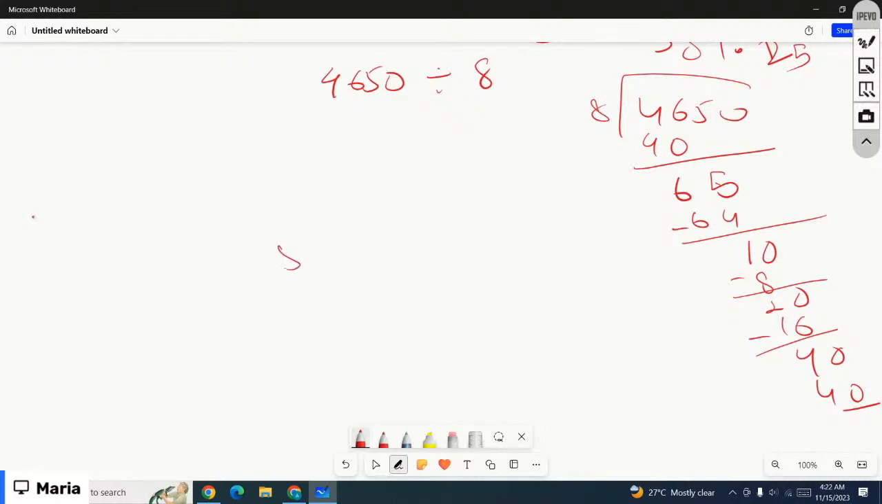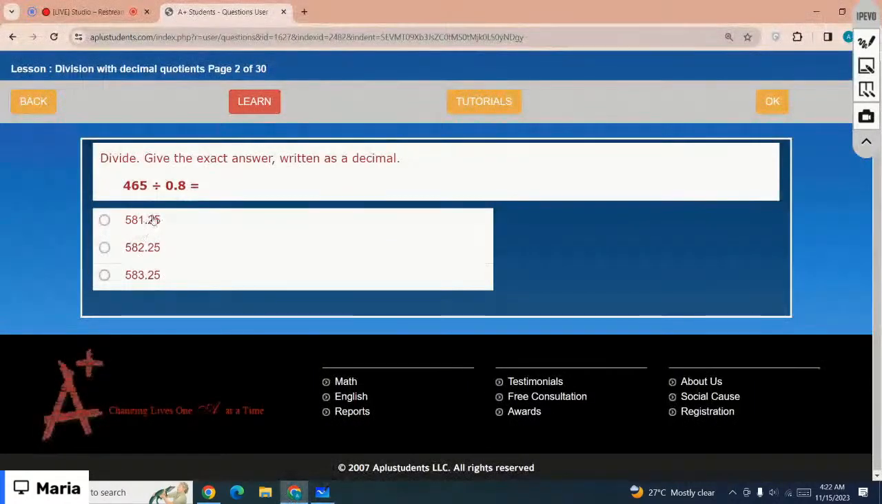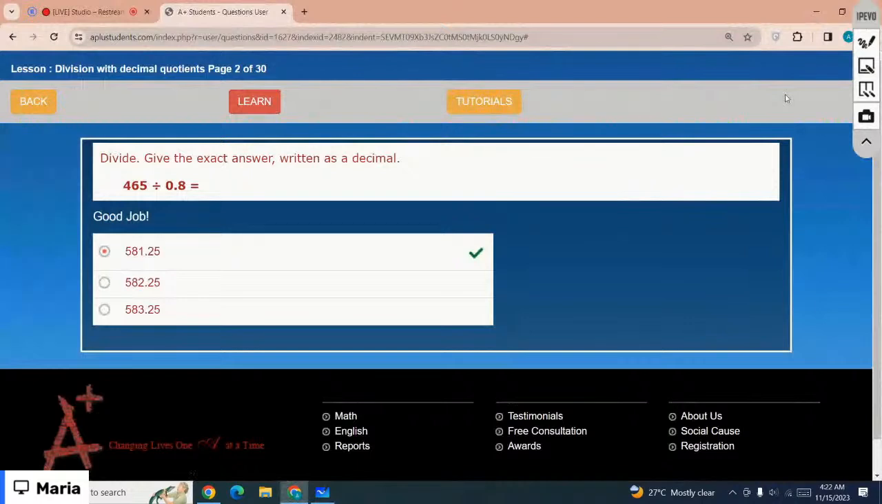So the correct option is 581.25, right? The correct option is 581.25. Option number 1 is the correct option. Alazar, do you have any question?